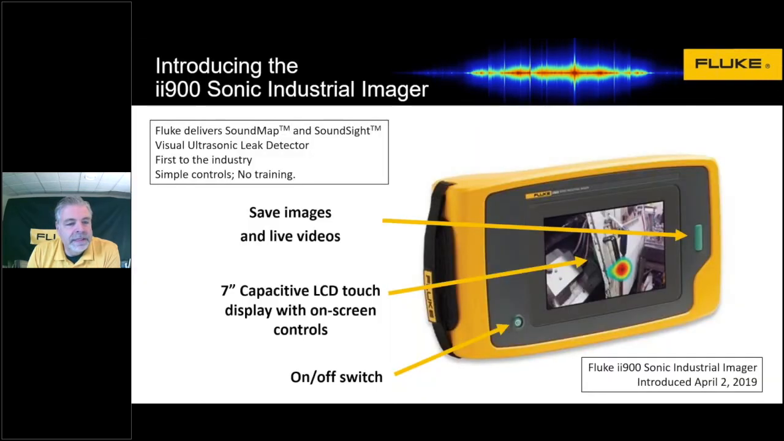So using that sound map and sound sight technology, we take a look at the way the ii900 looks. In your hands, it has a 7-inch display that is touchscreen, so you can touch it and move the menus around. Very simple to operate. It has an on-off button, and the button on the side allows you to save images and save video as well. So it's very simple to use, and there's no training involved at all.